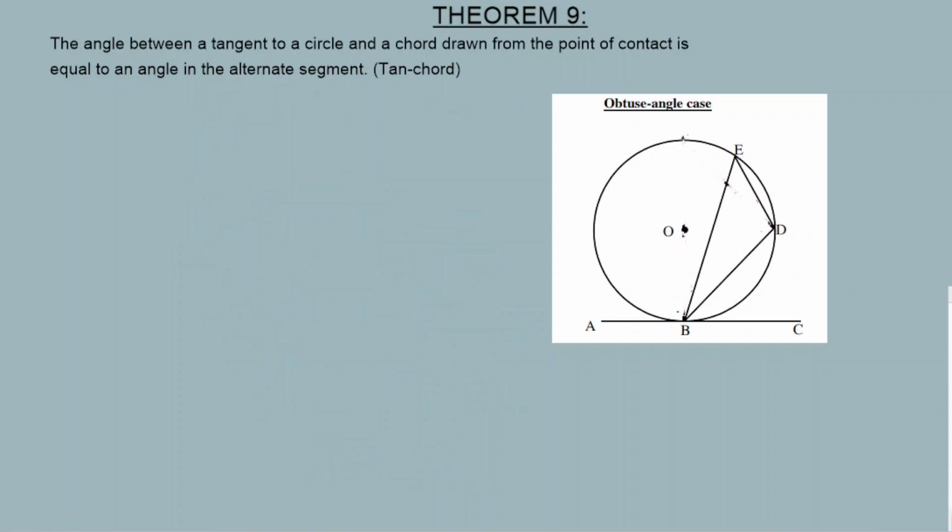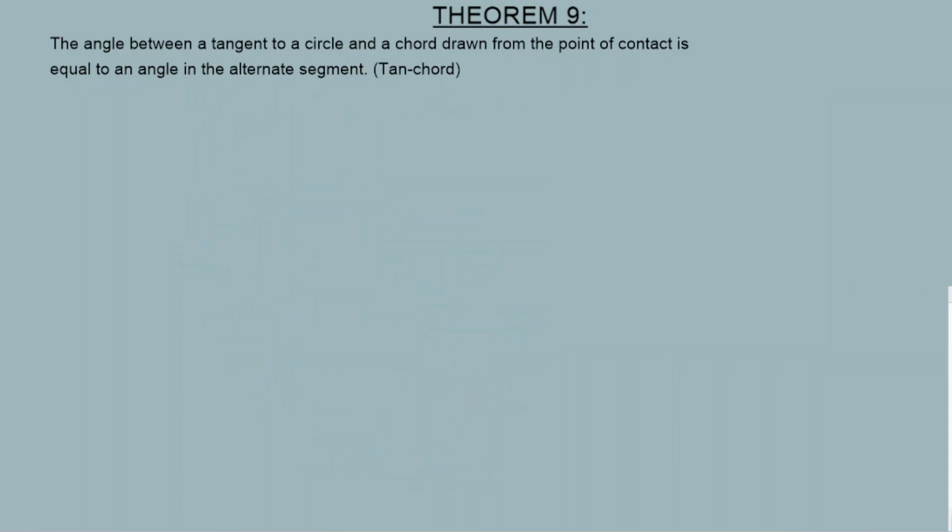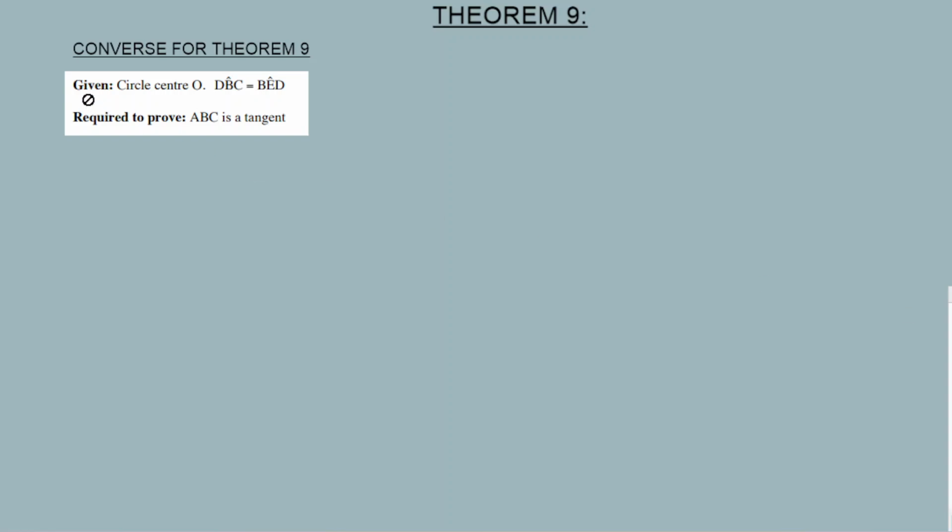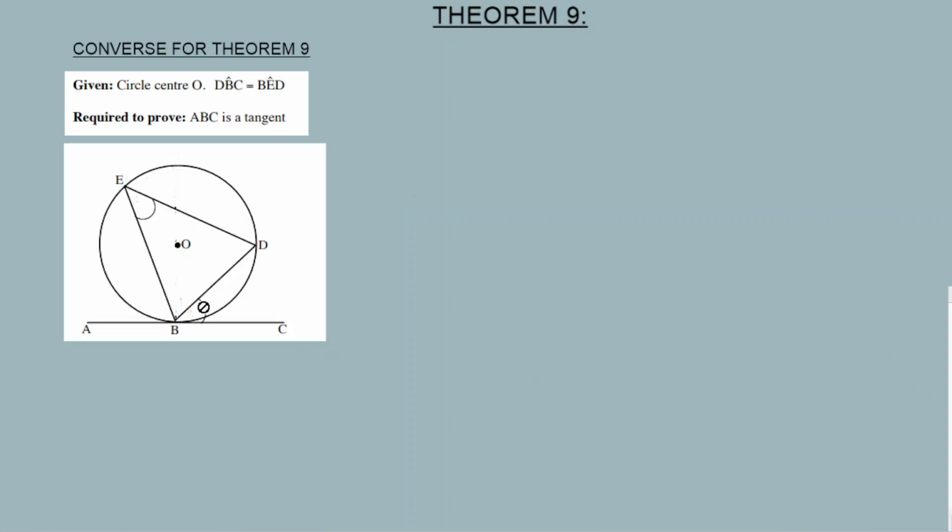Okay, now let's go to the converse again. Now for the converse of theorem number 9. Initially we were given that ABC is a tangent; now we are required to prove that ABC is a tangent. This time we are given these angles, these two angles are equal. Now we have to prove that ABC is a tangent. That's the converse of theorem number 9.